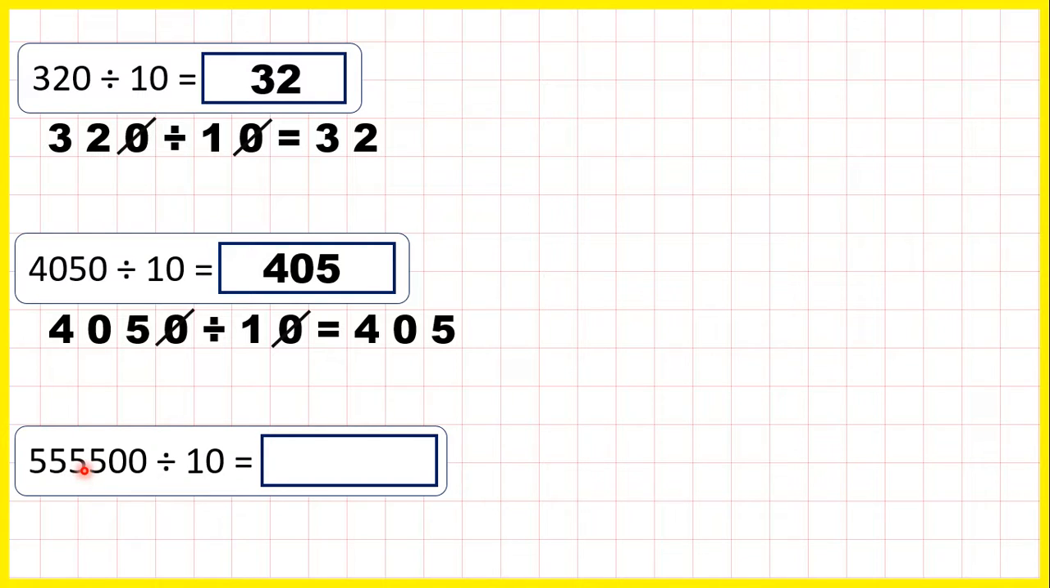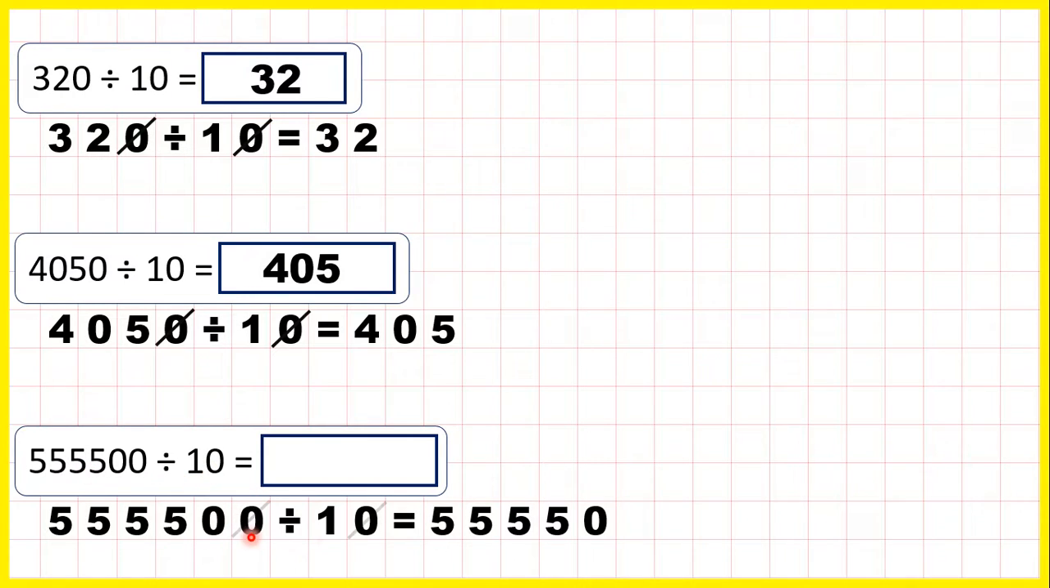And it's the same for 555,500 divided by 10. We cancel the end zeros, and then we have 55,550. So cancelling the zeros when you're dividing by 10 is a nice, easy trick that can give you the answer straight away.